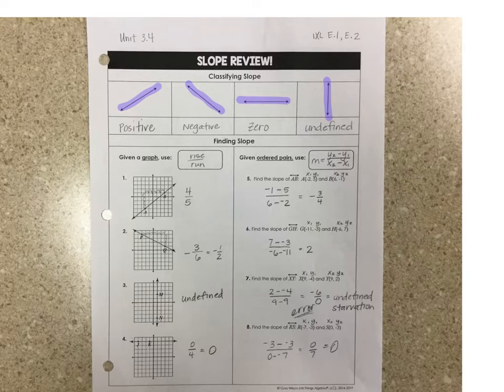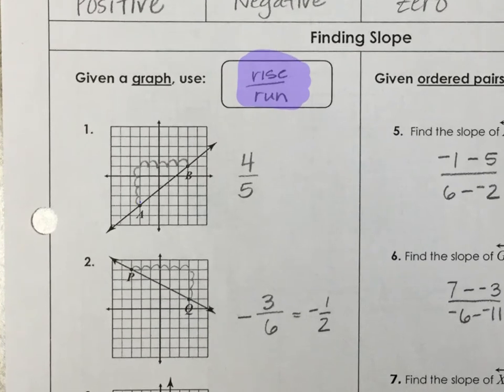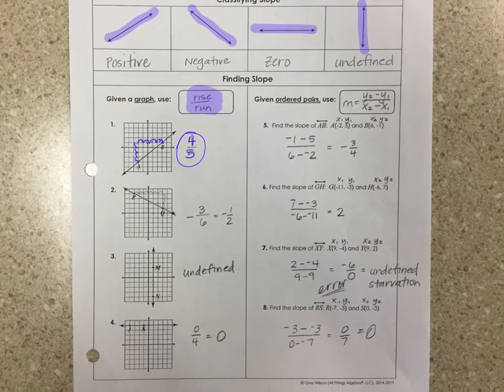To find the slope, we rise and we run. Rise over run. And that just means from the bottom point, we rise 1, 2, 3, 4, and we run 1, 2, 3, 4, 5. So that's our slope. You can copy these others down.